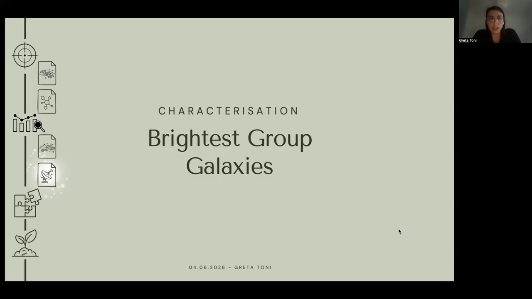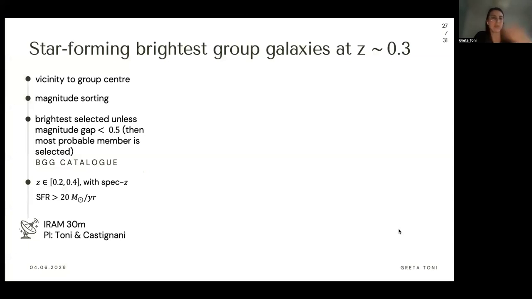So what we have done is, since we had our group catalog, we performed BGG selection to create our BGG catalog. To select the BGGs, we use obviously vicinity to the group center, magnitude, and as a last optional selection criterion, the membership probability. Then we looked for star-forming ones, in particular with star formation rate larger than 20 solar masses per year, and we found some.